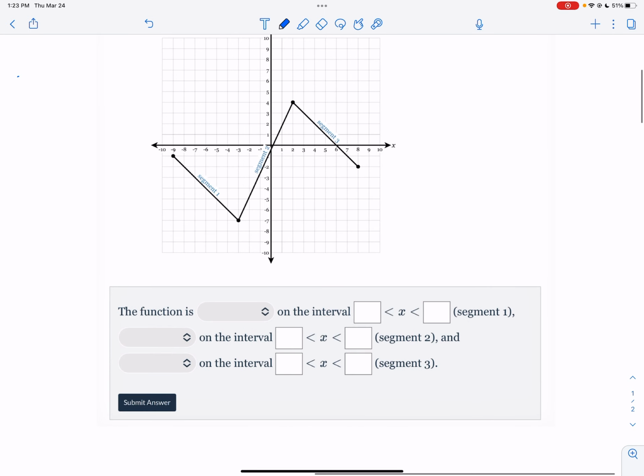Same thing here. Looking at this interval of x's, we only care about where it changes. It looks like going left to right, it's going downhill, so it's decreasing from -9 to -3. And again, just double check your inequality symbols to make sure you're plugging it into the right spot.